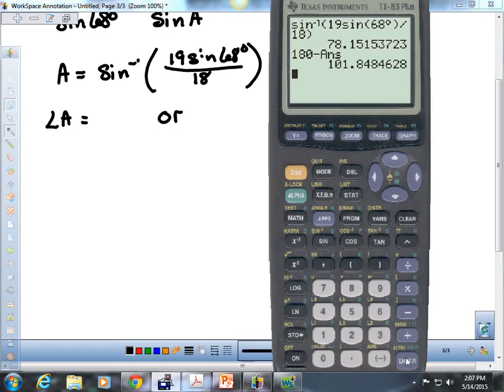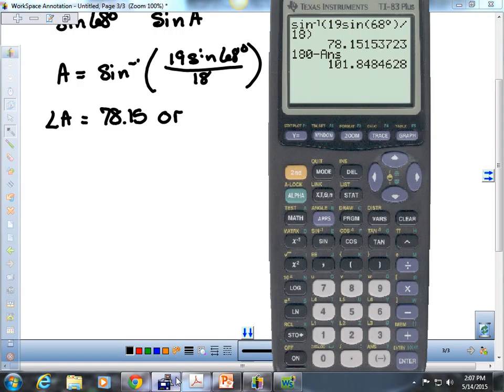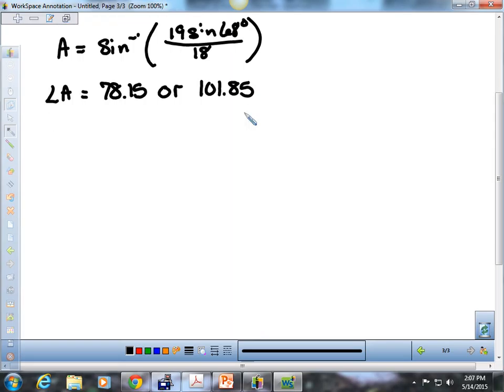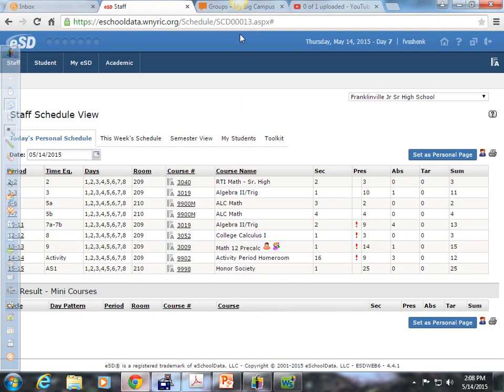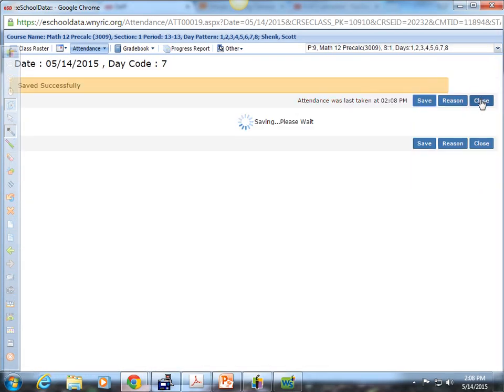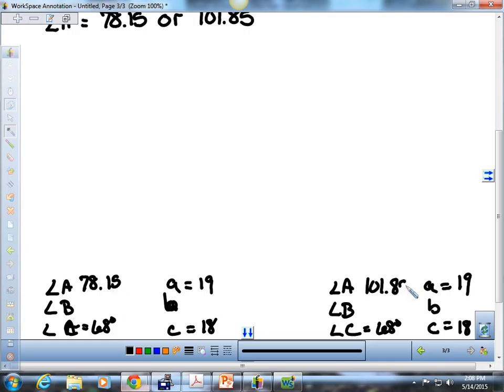Any indications on rounding on this one? Did it say? Okay, rule of thumb, two places then. So 78.15. What's the other one? 101.85. Yeah, that's fine. Okay, so that's angle A, right? So angle A could be 78.15, or over here it could be obtuse at 101.85.